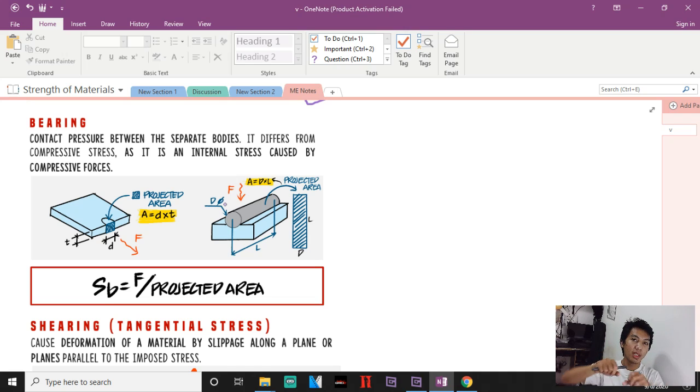loading. Ibig sabihin, due to the pull of forces of the plate, okay? On the plate, nagkakaroon ka ng stress, nagde-deform siya, okay? So, what is the projected area pagdating ng plate na yun? So, the stress or the bearing stress or SB will be equal to, okay, force over the projected area.